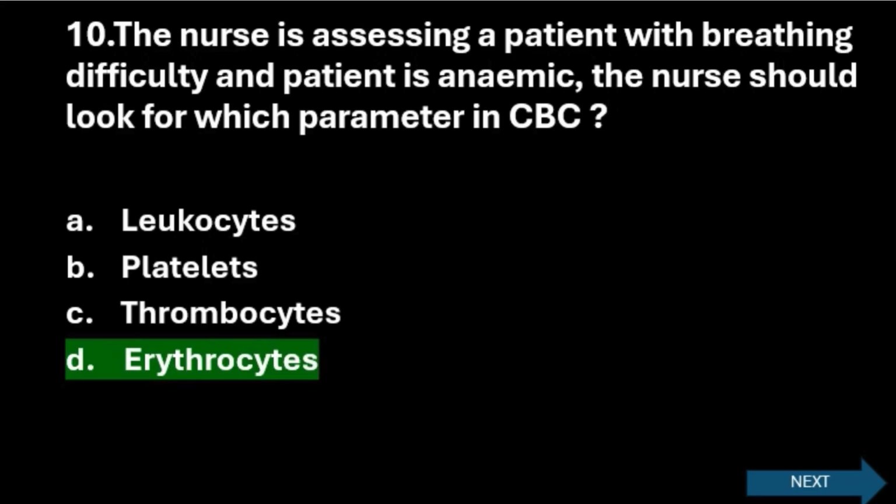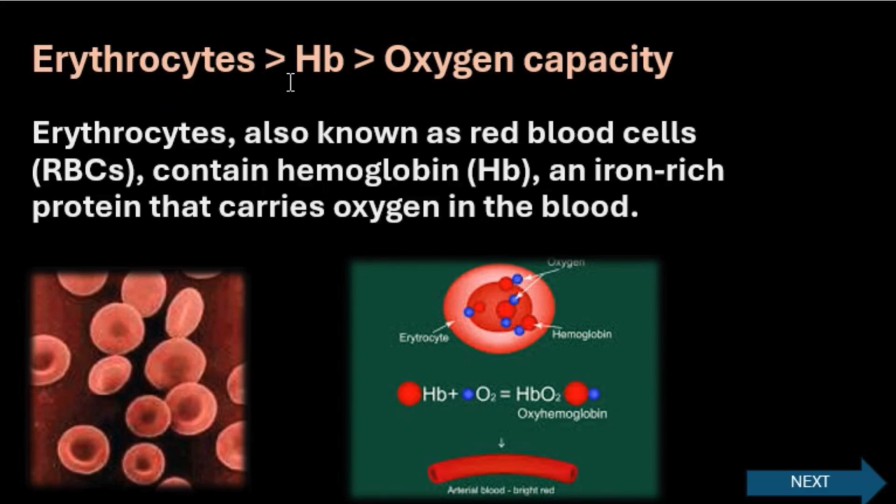Because erythrocytes have hemoglobin, which is responsible for oxygen carrying. Erythrocytes, also known as red blood cells, contain hemoglobin, an iron-rich protein that carries oxygen in the blood. So that is the right answer.